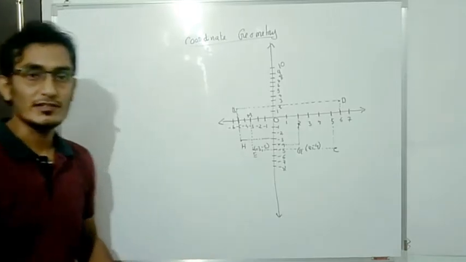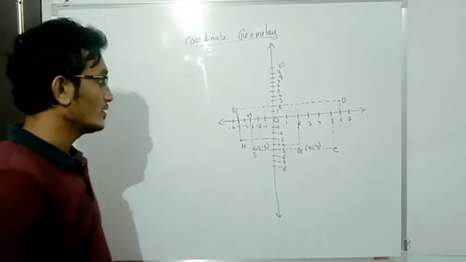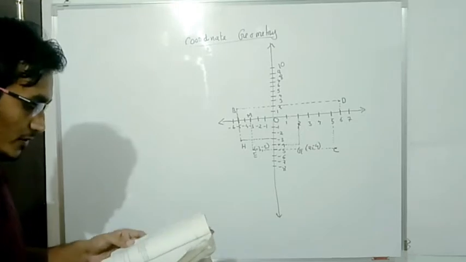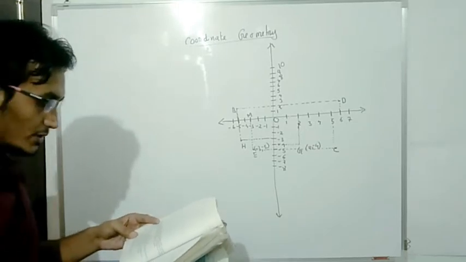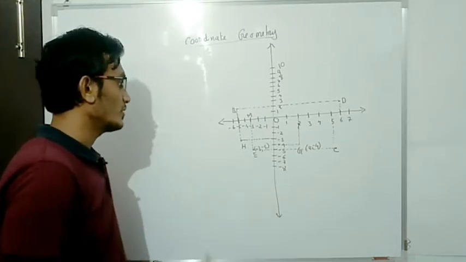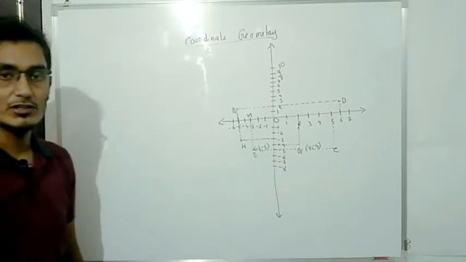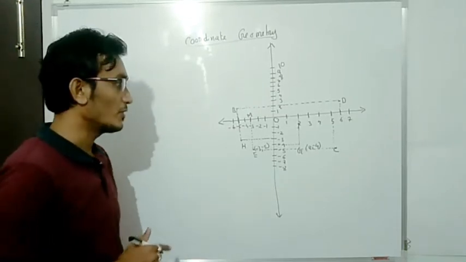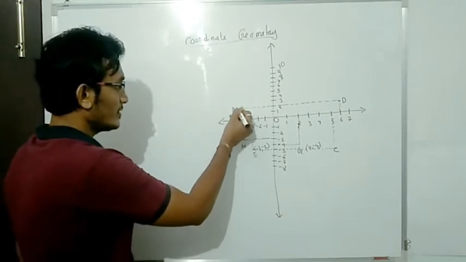Now we will discuss exercise 3.2, question number 2. So here is the given figure. In this given figure, the first question is what? The coordinate of B. How can you find out the coordinate of B? First of all, to find the coordinate of B, we should locate the point. This is the point B.